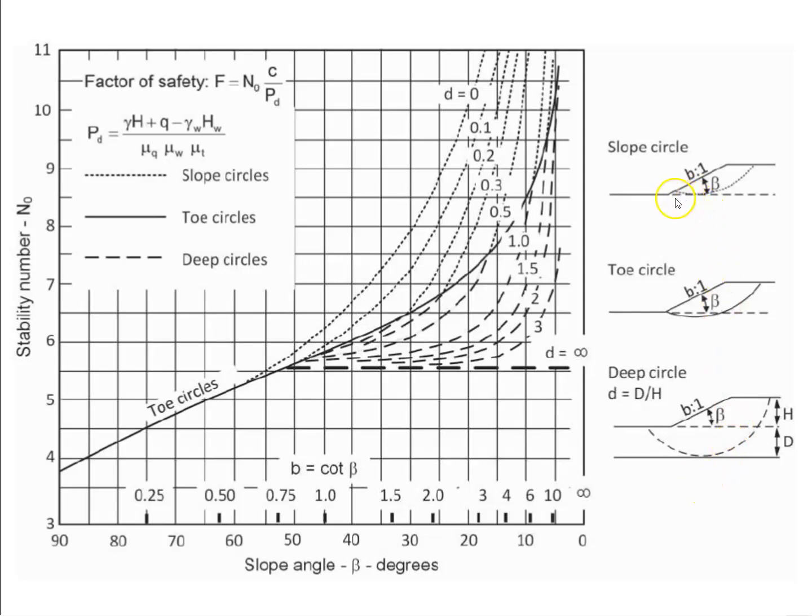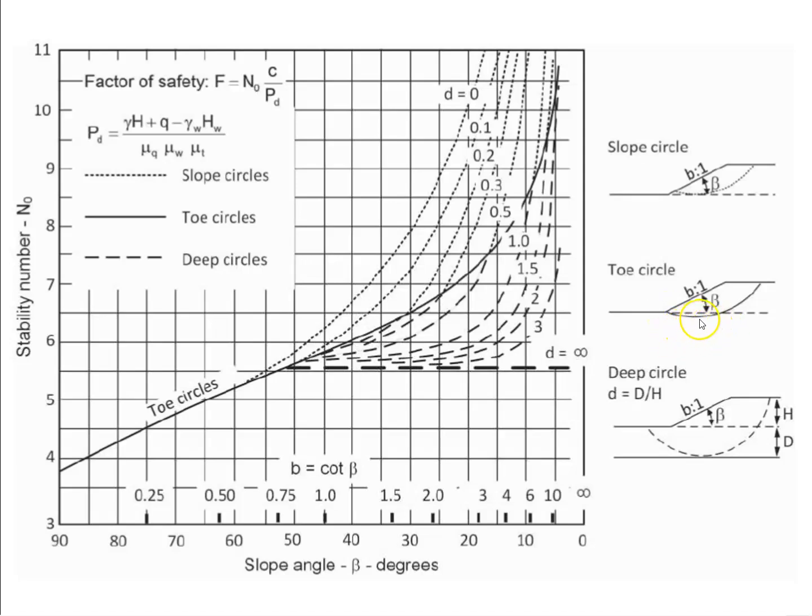A slope circle is when there's a firm foundation right at the very base of the slope, and the slope angle is not very steep, and the bottom part of that critical failure surface will exit somewhere above the toe of the slope. That's called a slope circle. And then a toe circle is where the critical circle goes right through the toe of the slope.